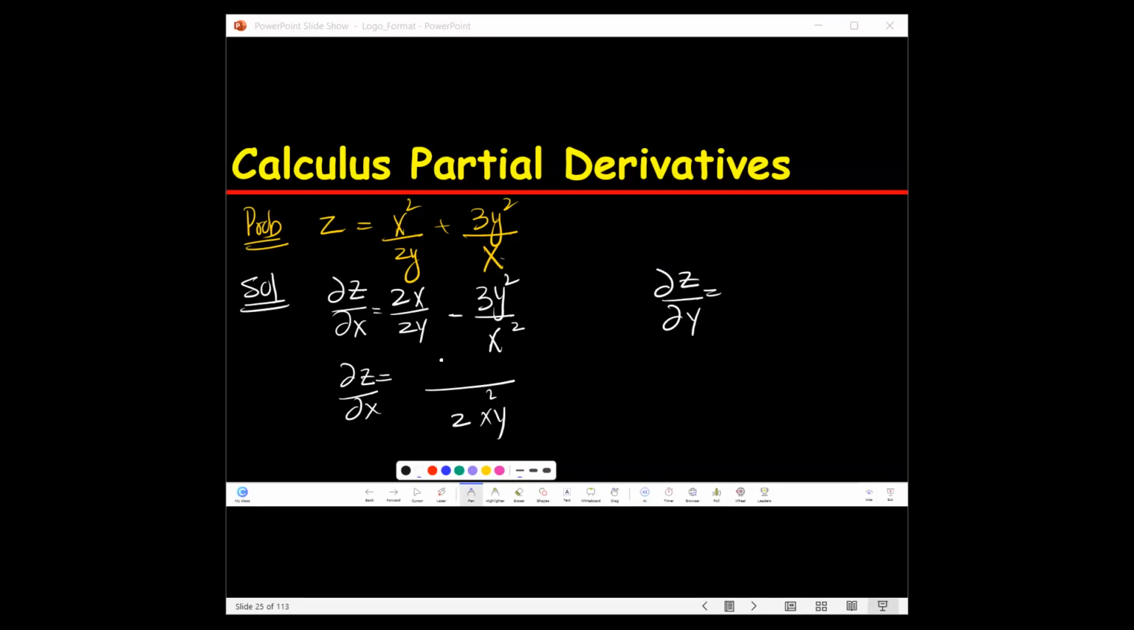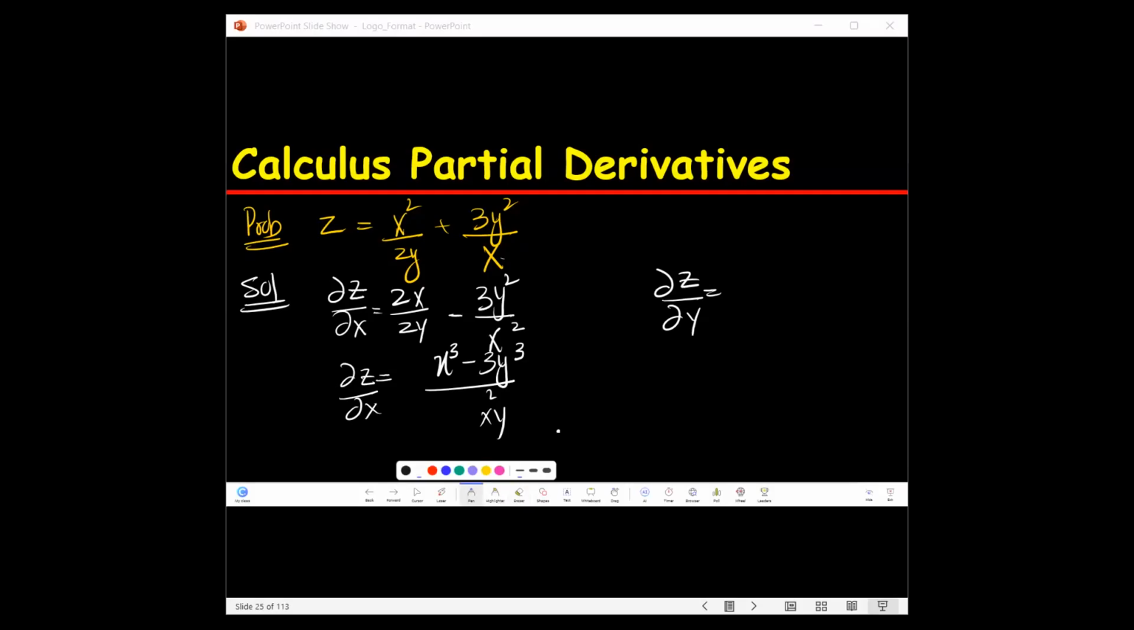And if I'm taking this one, it's going to be x cubed minus 3y cubed, and this 2 is going to be gone.